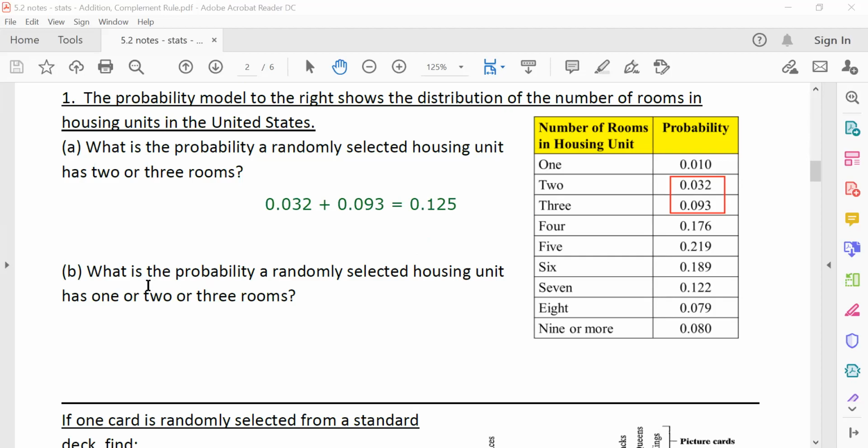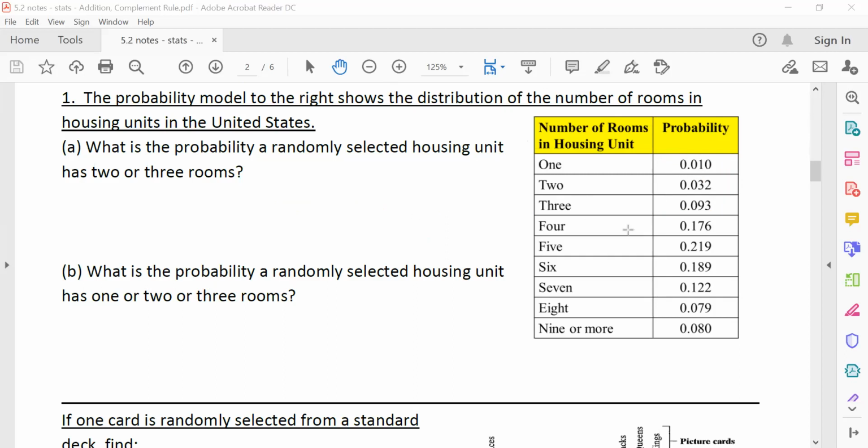What is the probability that a randomly selected unit has 3 or less rooms, 1 or 2 or 3 rooms? Well, since they're all mutually exclusive again, just add these 3 probabilities. 1 or 2 or 3 rooms, add them up.